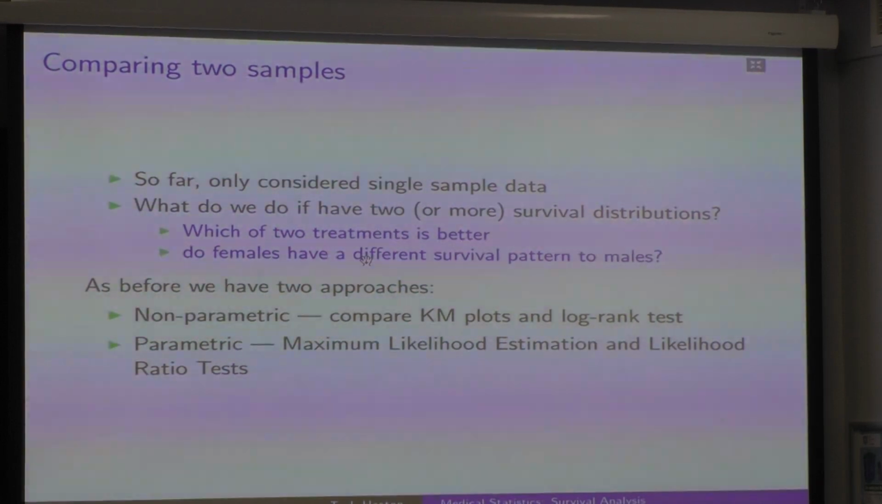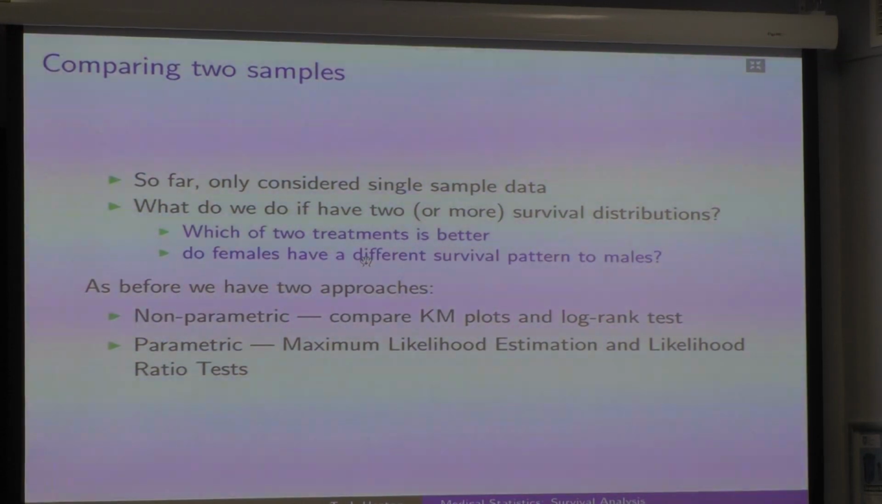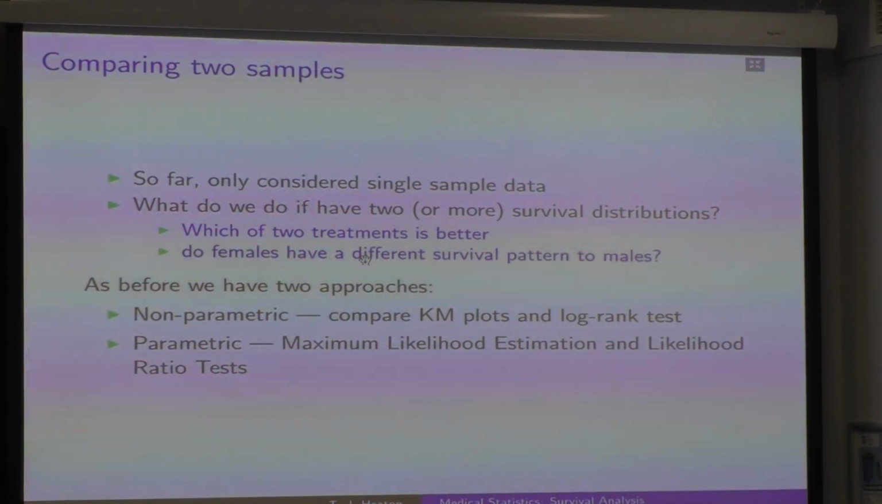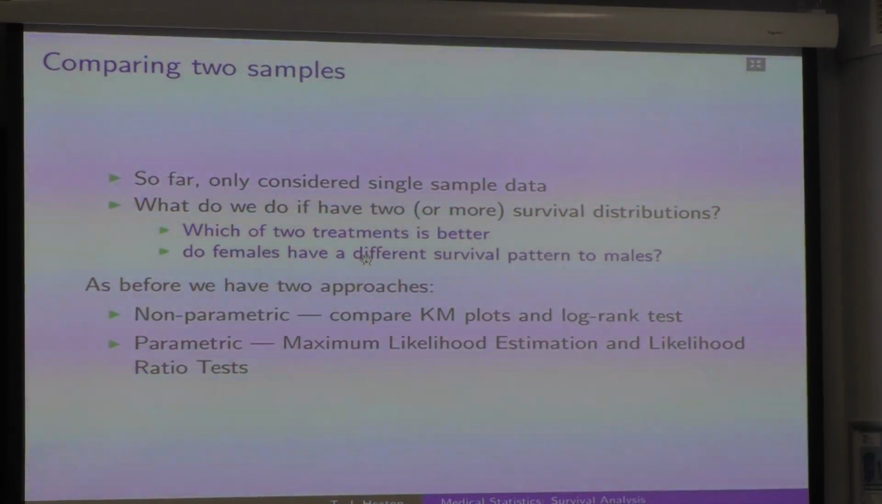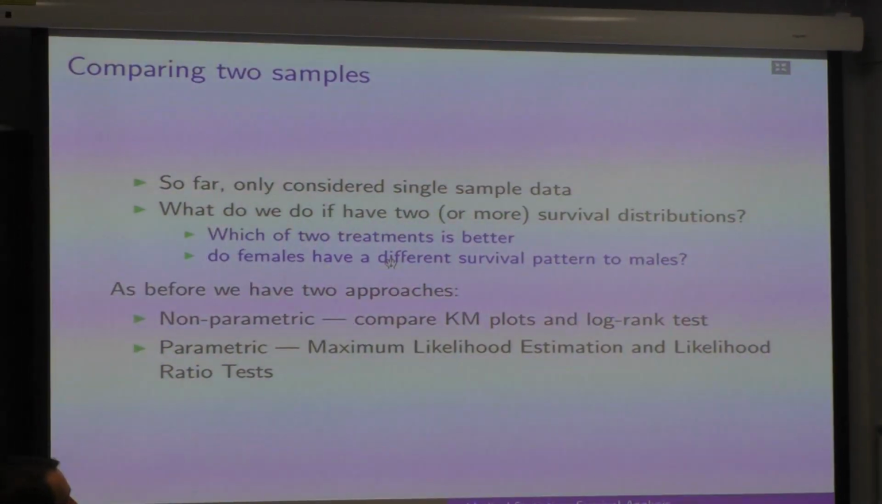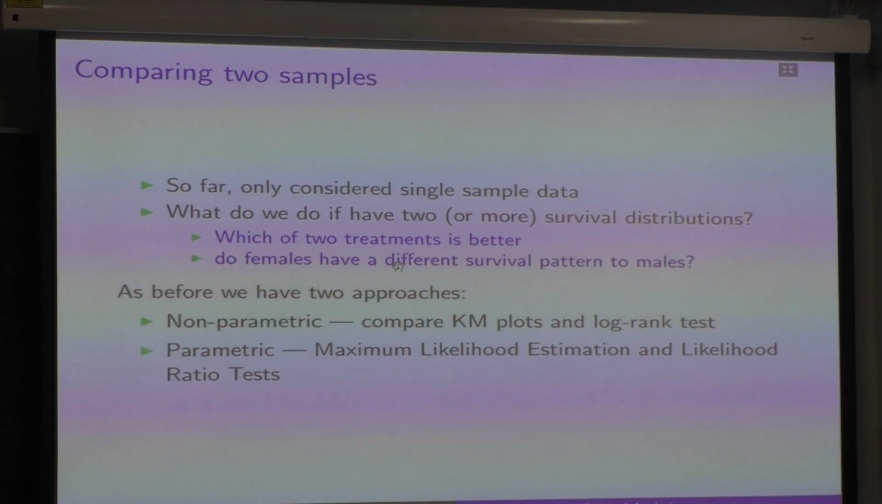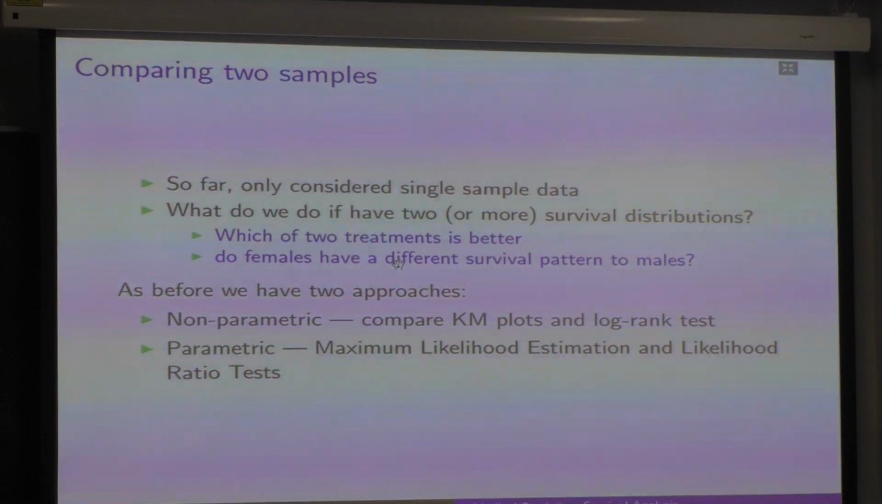If we're going to go for non-parametric, then the method that we're going to apply is called a log rank test, to have a statistical way of comparing the two groups. If we're going for a parametric approach, then we're still going to use likelihood, and we've got two options. We can either do a likelihood ratio test or a maximum likelihood test. So I'm going to start off with the non-parametric version.